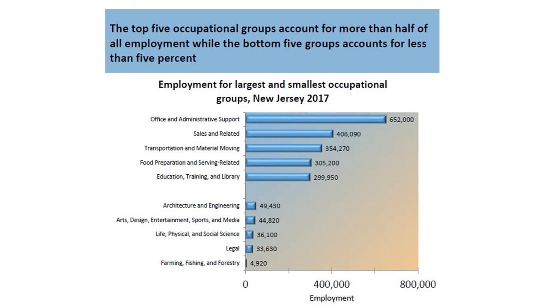And this is a very clear, concise, and compelling graph. It has the top 5 or largest occupational groups and the smallest 5 occupational groups in New Jersey, all on one page with the exact number. So office and administrative support, there are 652,000 jobs in New Jersey as of 2017. Farming, fishing, and forestry, 4,920.